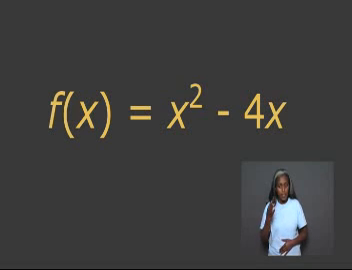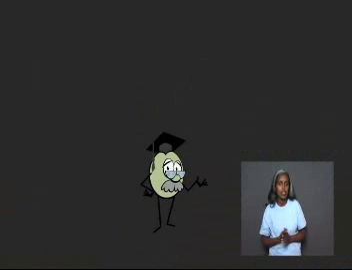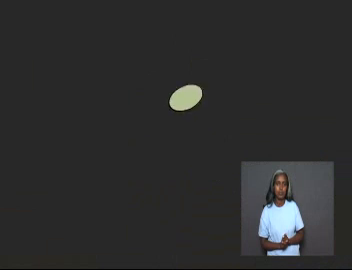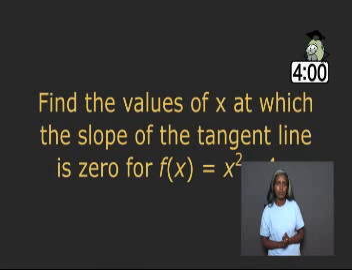Let f of x equal x squared minus 4x. Working with a partner, please find the values of x at which the slope of the tangent line is 0. Remember to apply the definition of a derivative. Students, let's get ready. Begin.